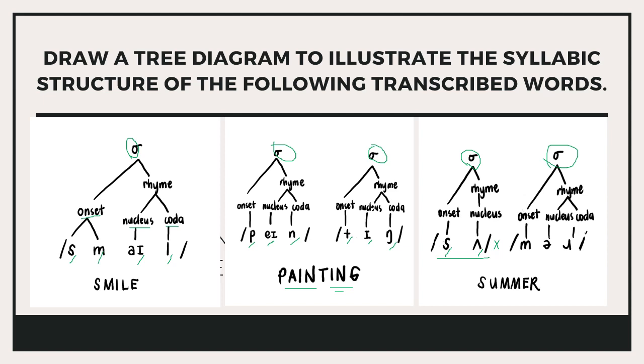Next, in the second syllable, we have mer. Our onset is the phoneme M. Our nucleus is our schwa. And our coda is the R sound. This time, we have a consonant sound right after our nucleus, meaning the second syllable is an example of a closed syllable.